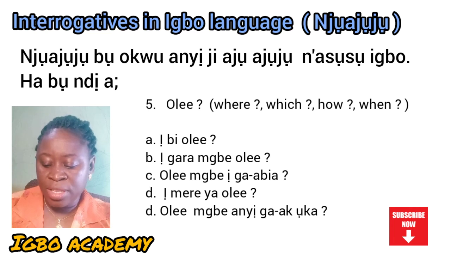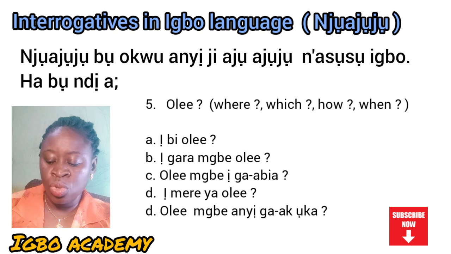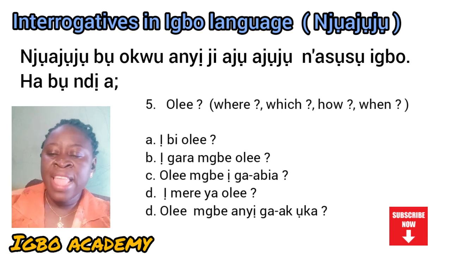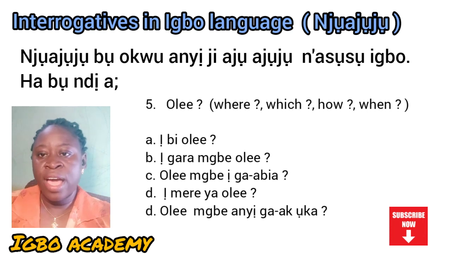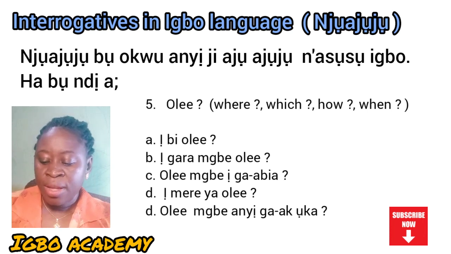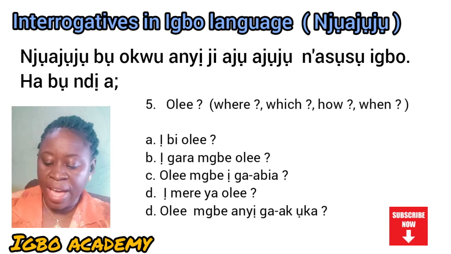Another example is I mere ya ole. It means how did you do it? Maybe if you go to your mommy, nne, lee ihe mere, and she will ask you, I mere ya ole. It means how did you do it? Then another example to make it 5.